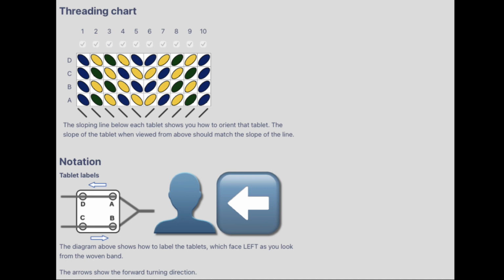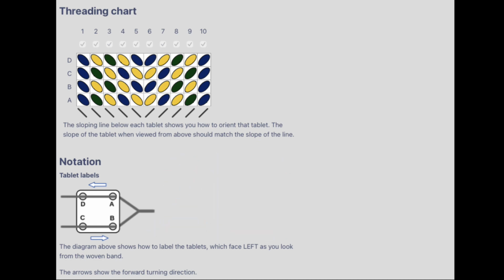You can see the weaver sits where the threads join together. And your cards are labeled clockwise with A being closest to the weaver. That's important. Most of your cards are going to face to the left. Also, note the arrow directions, that's your turning forward. So forward turns are taking the A corner away from the weaver.